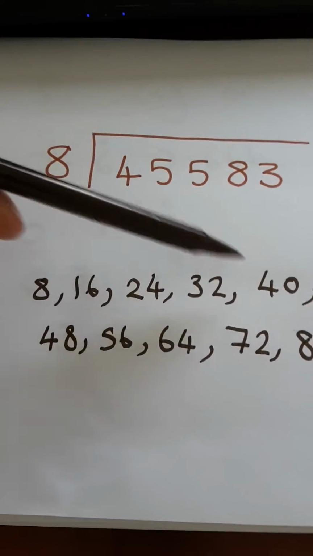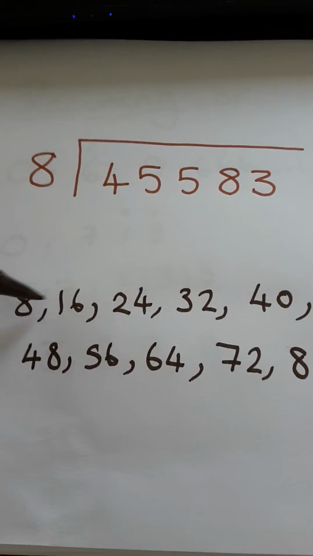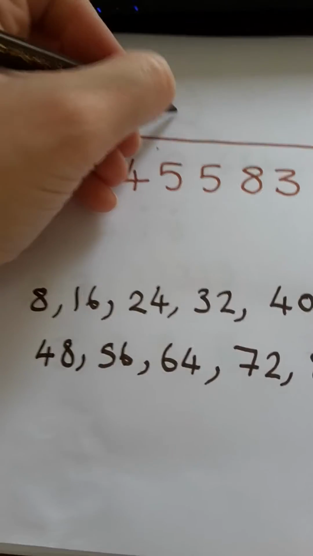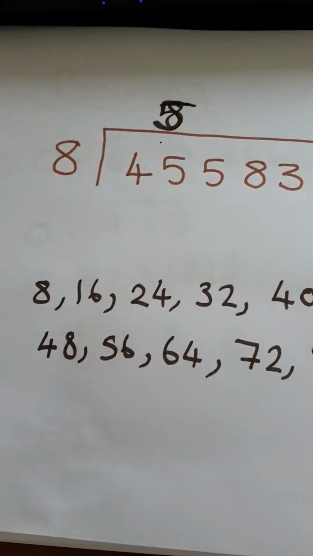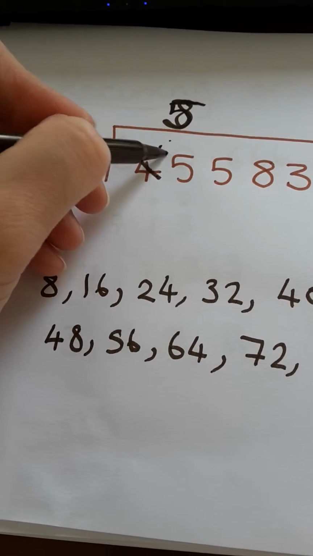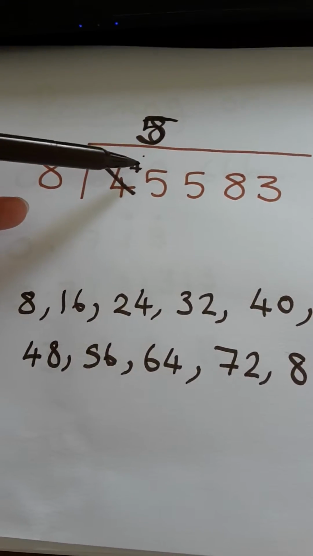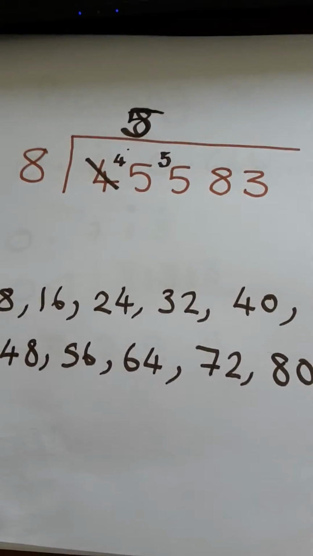Okay, so the biggest number we can fit into 45 that's in the 8 times table is 40. So that's going to be 1, 2, 3, 4, 5 times. Now, we end up with a remainder of 5, which we have to deal with.